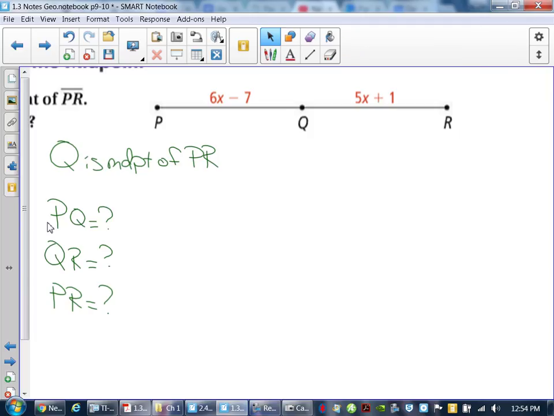Okay. Write out the statement that happens. If Q is the midpoint of PR, then blank equals blank. What are those blanks algebraically? Fill it in straight down. You get an algebraic statement, or equation, excuse me.